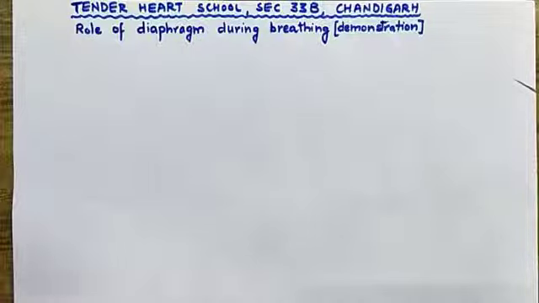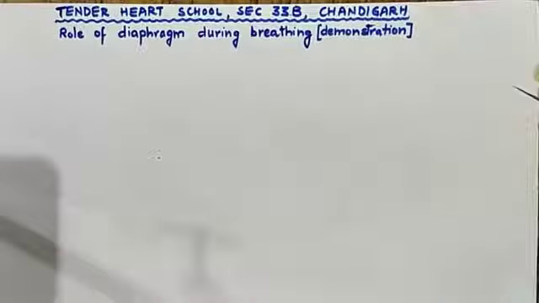Diaphragm originally is dome shaped. In the normal condition, diaphragm is dome shaped. When we inhale the air, the diaphragm becomes flat and straight, helping the lungs to increase in size and become inflated. So today, through a model, we are going to understand the role of diaphragm. Let us start with our activity.